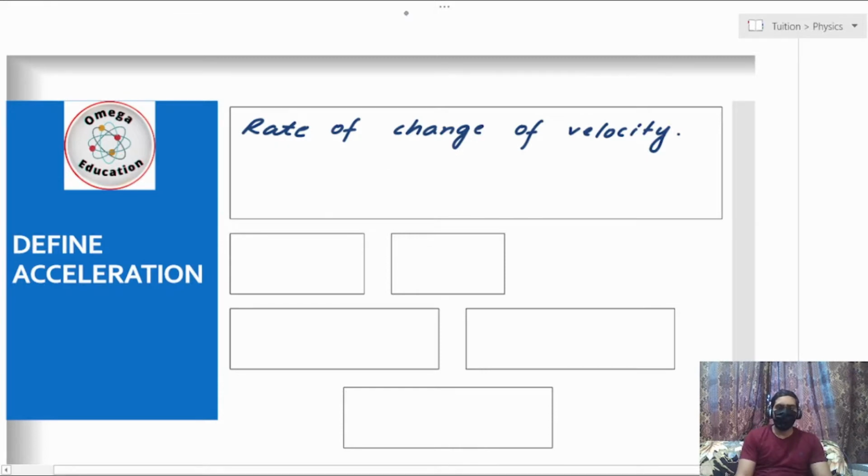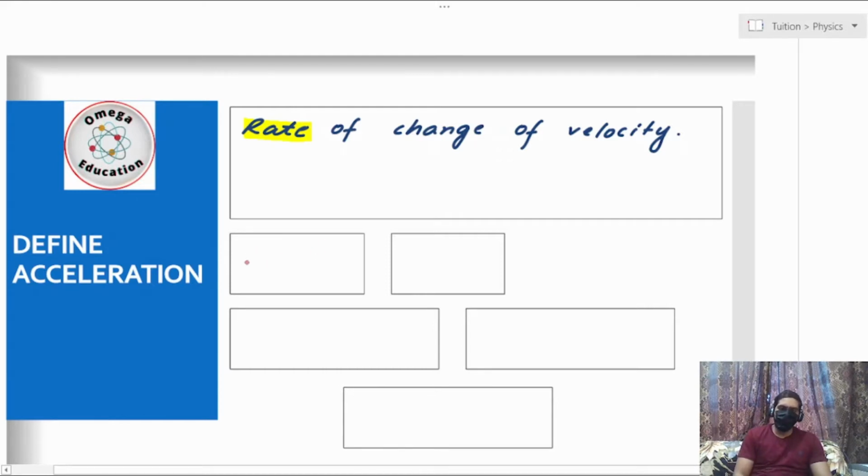And the word rate means with respect to time. So the change in velocity with respect to time. So once you have written the word rate, it means you're already defining it with respect to time. You don't have to write with respect to time or per unit time after writing the word rate. That would imply you writing the same thing 2 times.